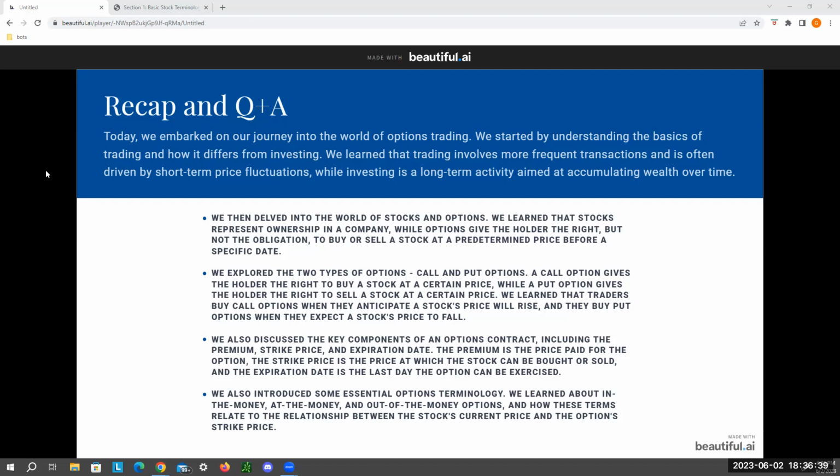So we explored the two types of options, call and put options. A call option gives the holder the right to buy a stock at a certain price, and you buy call options when you want the stock to go up, while a put option gives the holder the right to sell a stock at a certain price, strike price, once again. I just want to embed that in your brains. And you buy put options when you want the stock to go down.